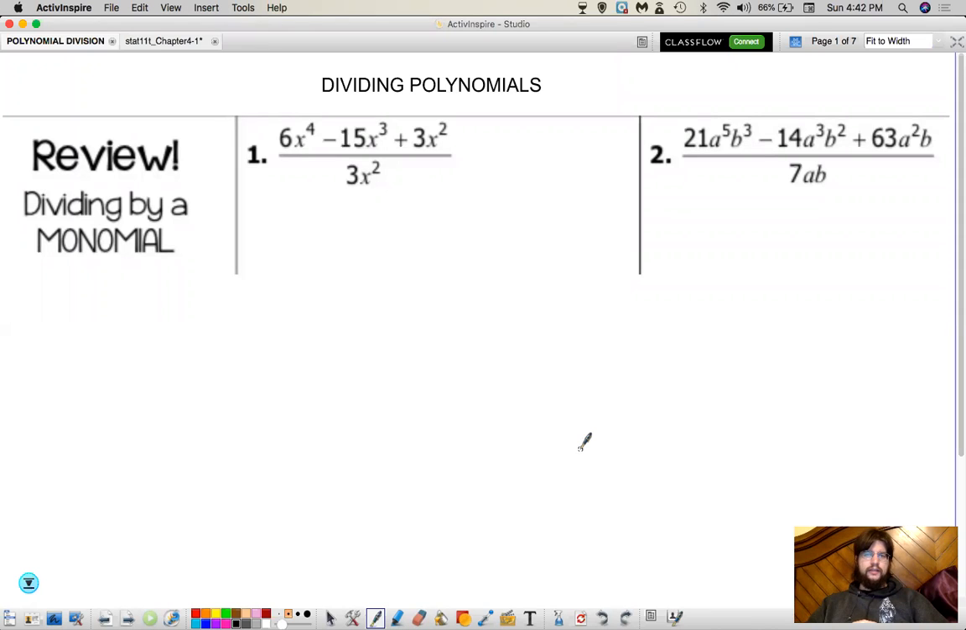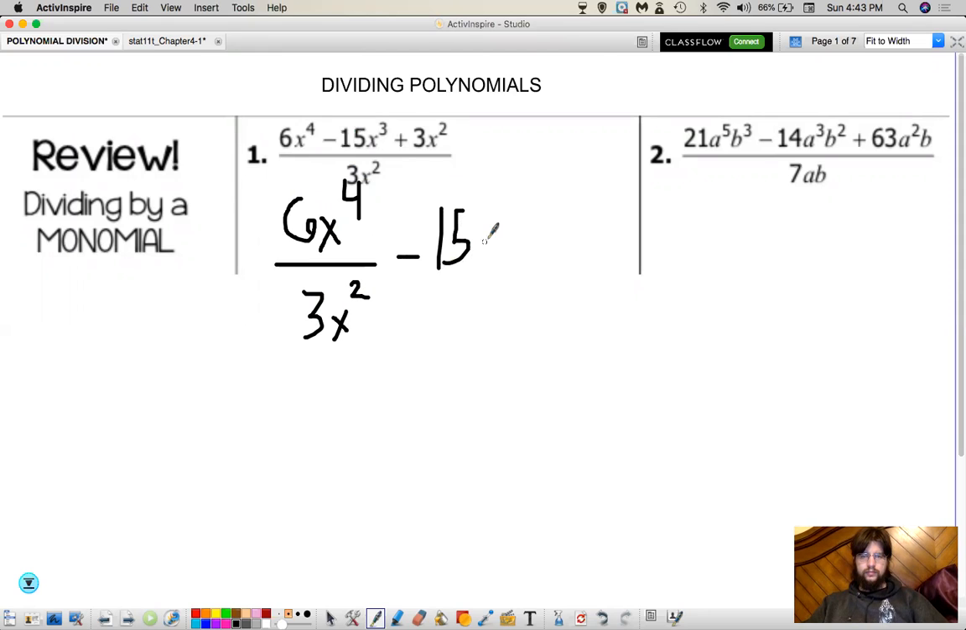All right, guys. Today we're dividing polynomials. So right here we have a little bit of a review. Dividing polynomials by a monomial, we know how to do that already. All we have to do is split it up. Take your numerator polynomial and divide each term by the divisor. And then you just simplify.